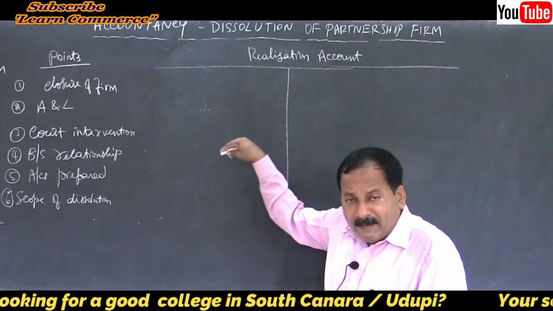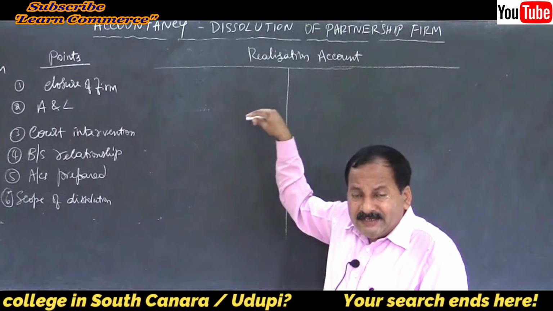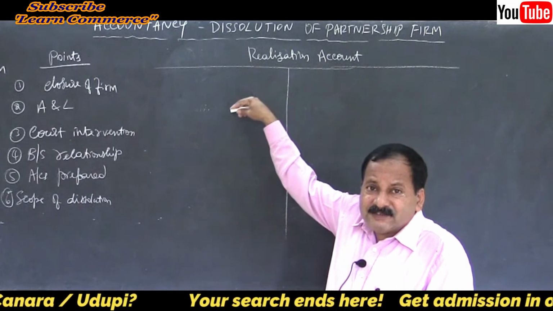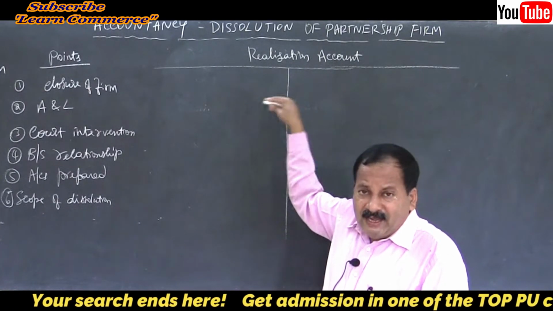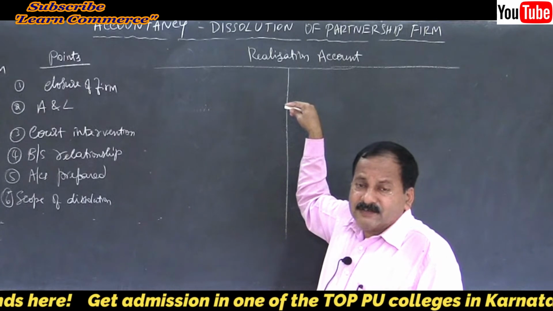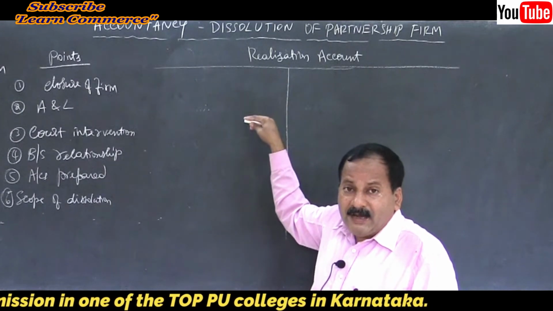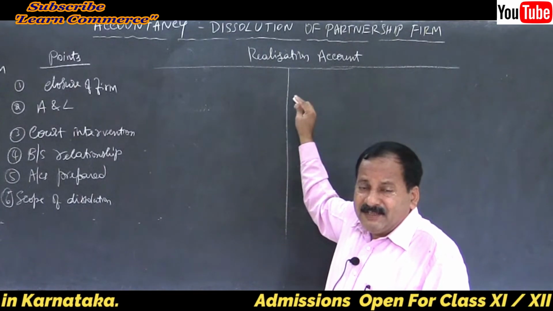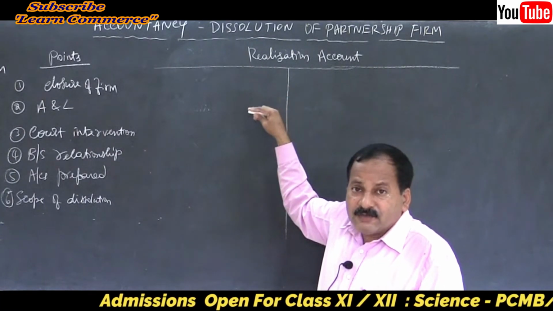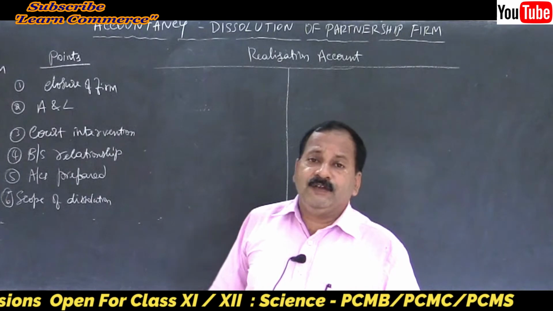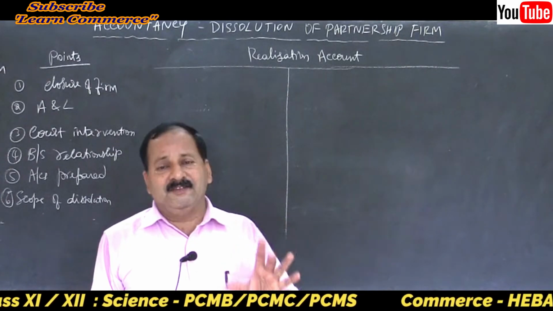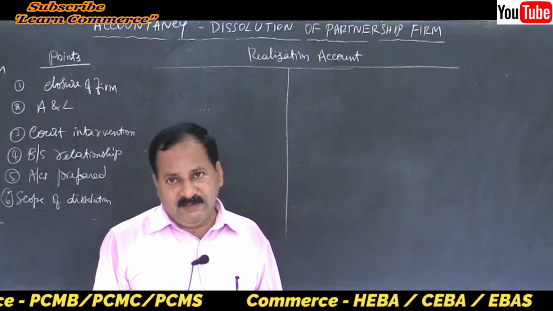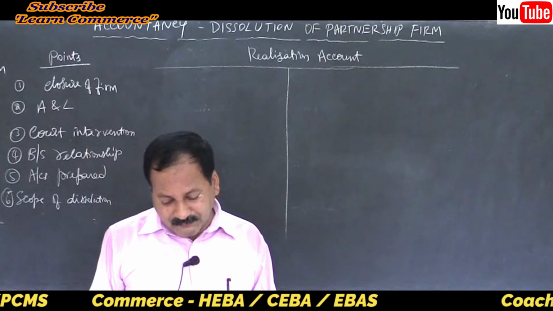It is an account prepared to record the assets that are to be realized and to pay off the liabilities, or it is an account prepared to realize the values of assets and to pay off the liabilities of the firm in case of dissolution of a partnership firm. Almost similar answer, question is different. See, so this is what you have to do.